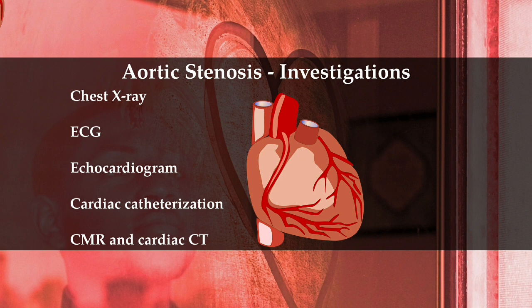In echocardiogram, we will have the thickened, calcified, and immobile aortic valve cusps with left ventricular hypertrophy. And cardiac catheterization, CMR, and cardiac CT are rarely needed.